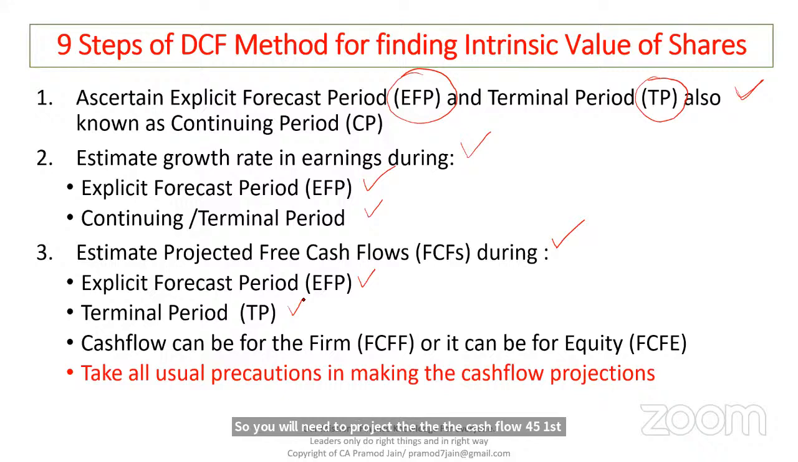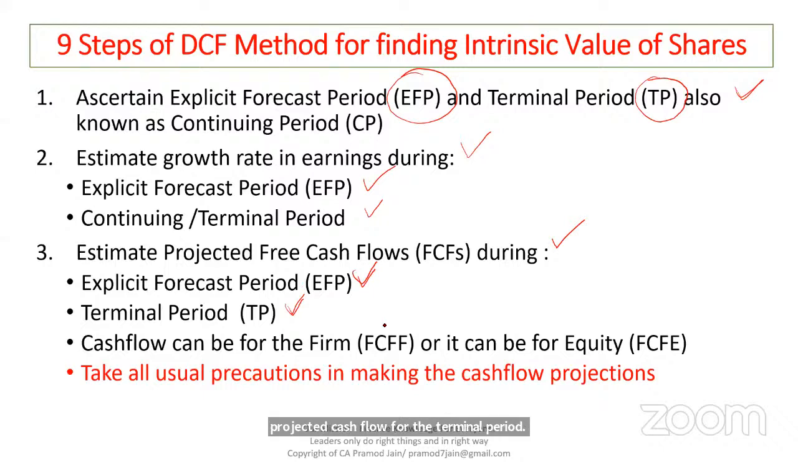And for the sixth year, you will need to take the cash flow of the fifth year, multiply that by the growth rate of the terminal period, and then divide this figure by the cost of capital minus the growth rate. This will give you the cash flow for the entire terminal period. That is what you will need to do as a third step. So prepare the projected cash flow for the explicit forecast period, and that will also give you the projected cash flow for the terminal period.